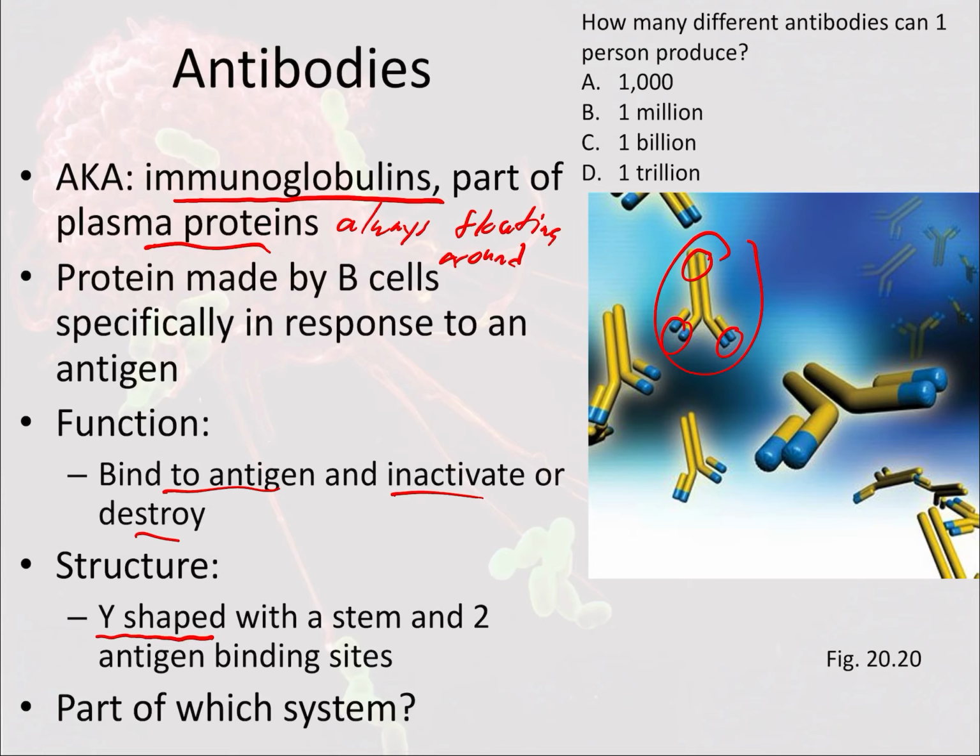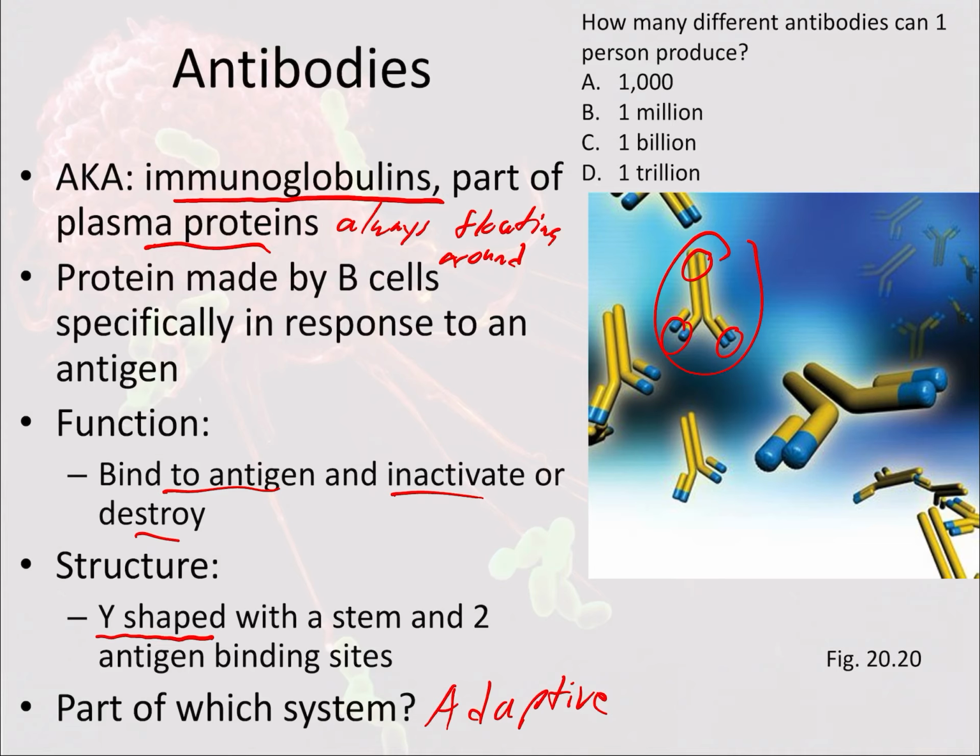Okay, and so those are specifically a part of the adaptive system. Only, they're not a part of the innate system. And the interesting part about this is, so again, these are made by B cells, and they're specifically designed to just destroy one type of antigen or stick to one type of antigen.